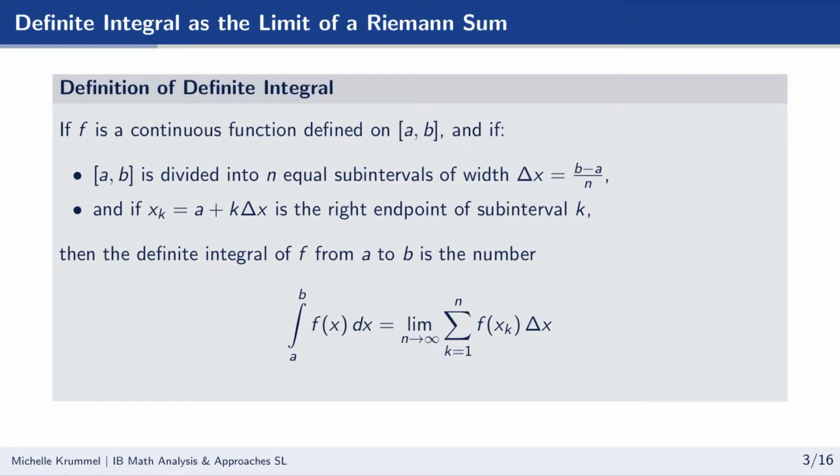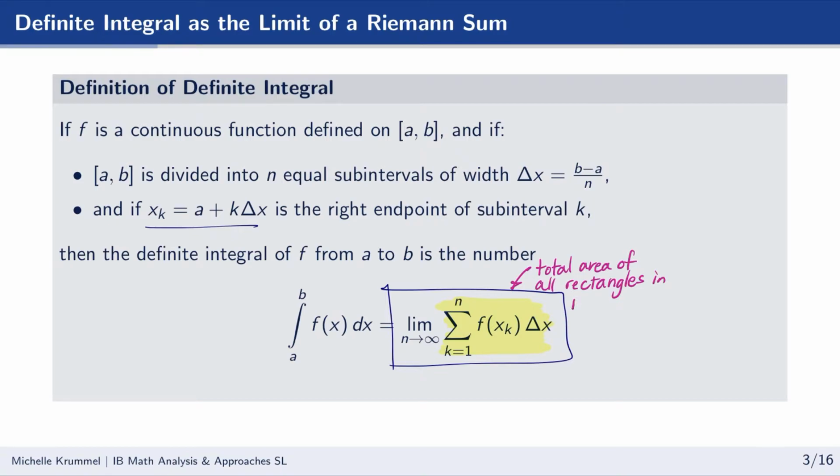We divide that by n, the number of subintervals, or the number of rectangles, and we get the width of each one. We also saw that we had this expression for x sub k. To get to the right endpoint of the kth interval, it's going to be a, the starting point of the interval, plus delta x times k. Now we can define this expression here, the sum of f of x sub k times delta x. Let me highlight and break this down. This part right here is the total area of all of the rectangles in the right Riemann sum.